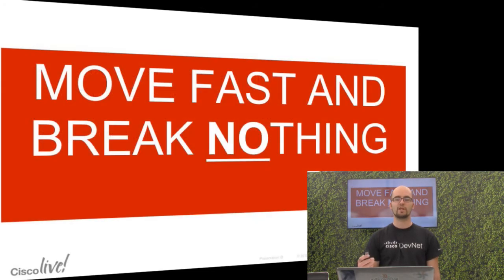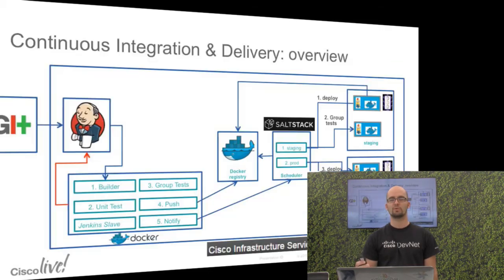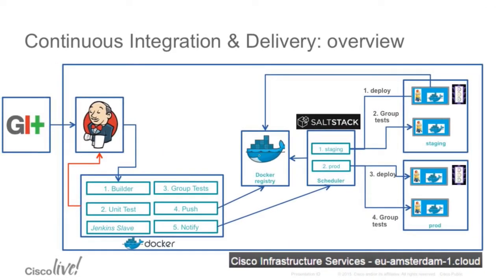So the key thing is that we need to move fast and break no things. You know that microservices talk about move fast and break things. But in our case, we need to move fast and break no things. That's why you need to have an automated pipeline from the development workflow. But as it's automated, you need to put some checkpoints regarding tests and so on.